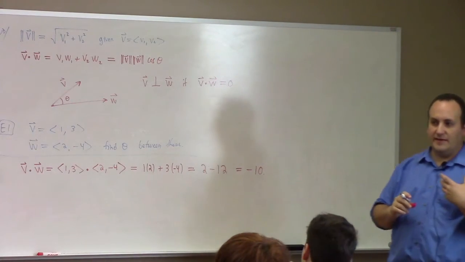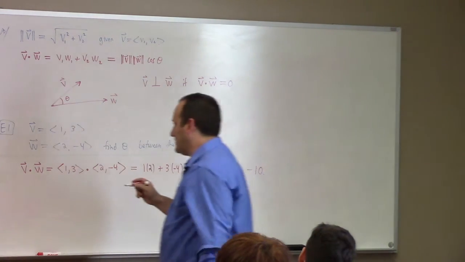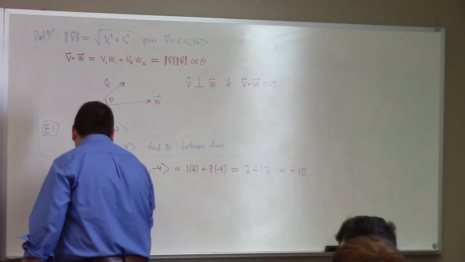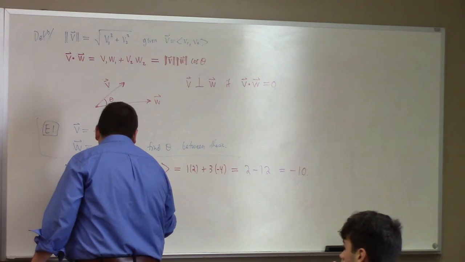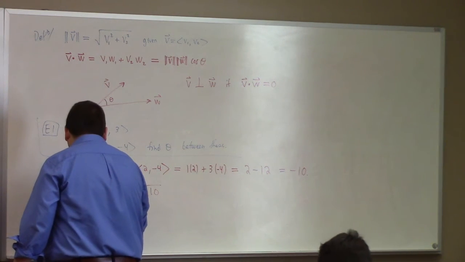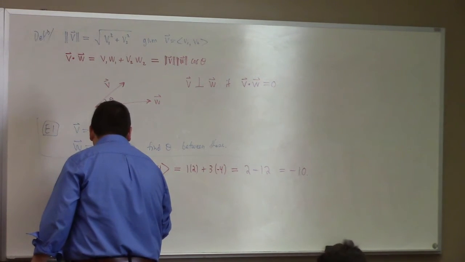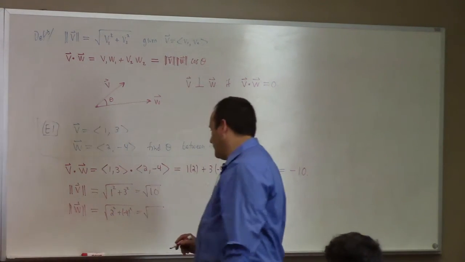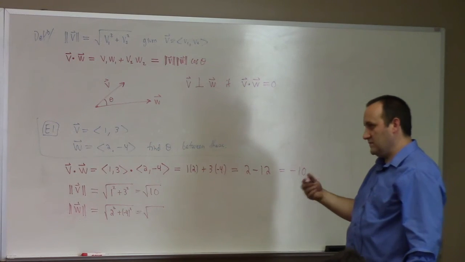All right. We also need to calculate the lengths of the vectors. So what's the length of the vector v? Square root of 10. What's the length of the vector w? Man, I don't have one decent working marker with me today. Square root of 2 squared plus minus 4 squared. Square root of, what is that, 4, 16, 20?